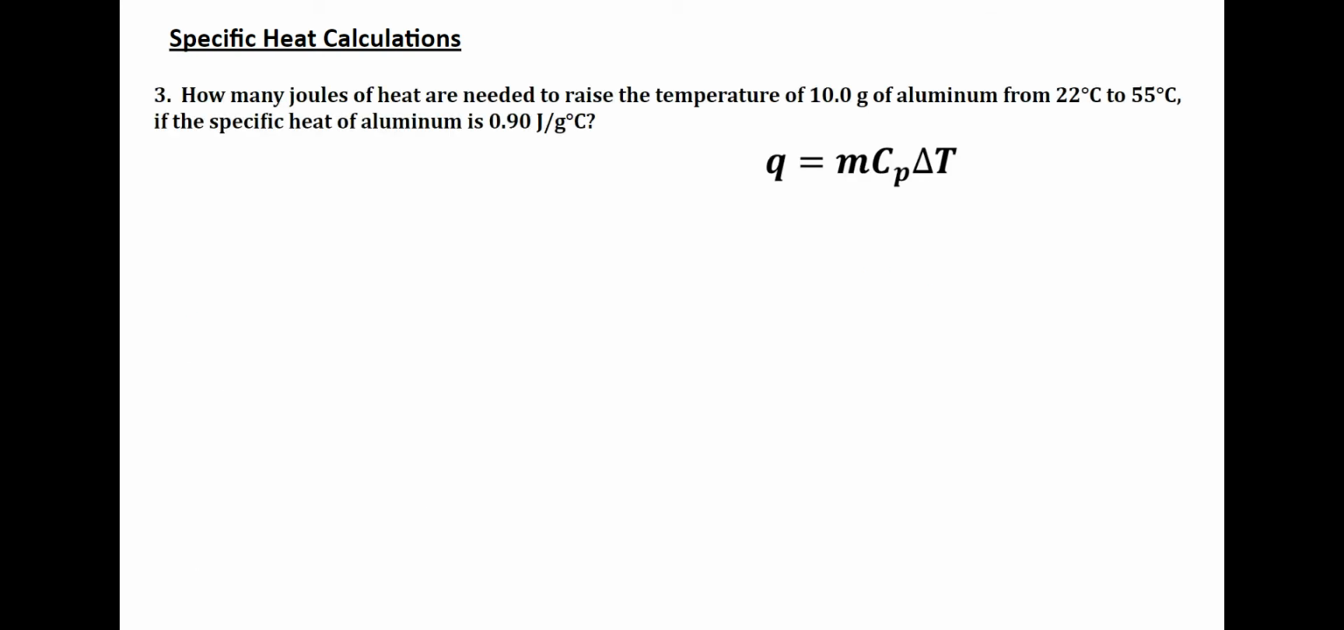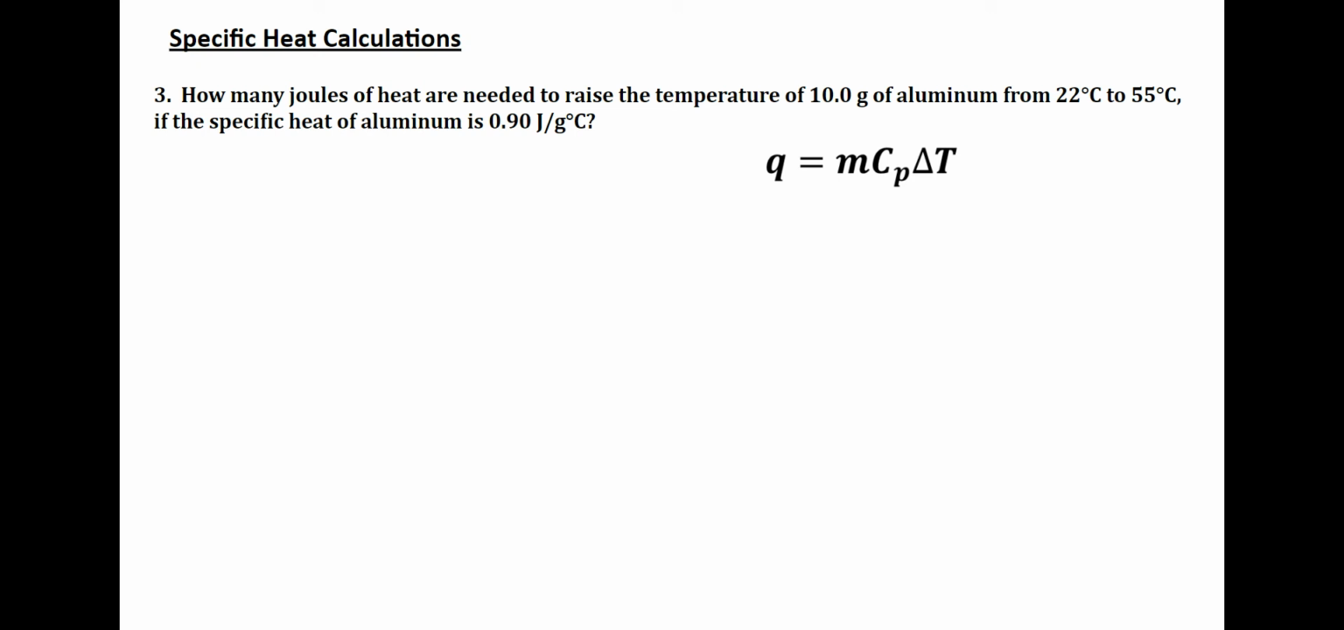How many joules of heat are needed to raise the temperature of 10 grams of aluminum from 22 degrees Celsius to 55 degrees Celsius if the specific heat of aluminum is 0.90 joules per gram per degree Celsius.